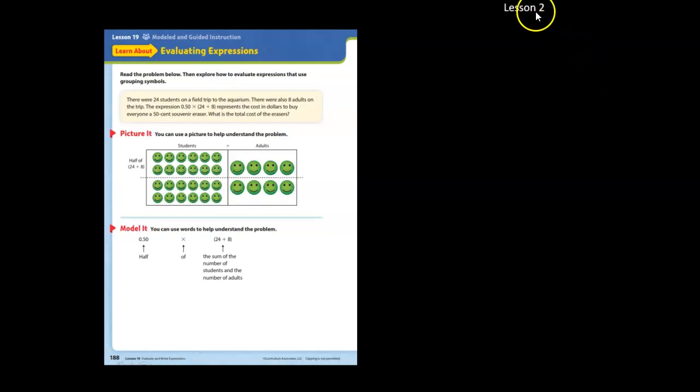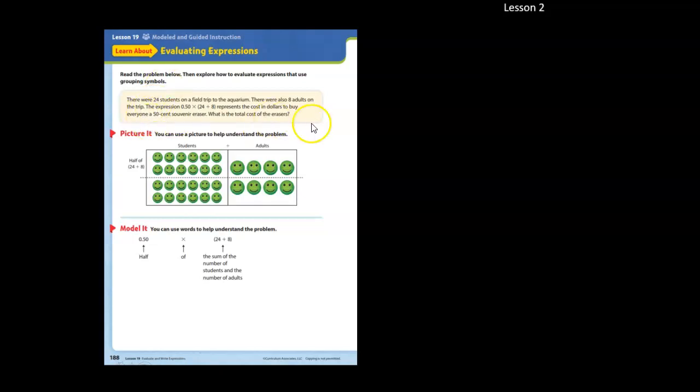Unit 19, Lesson 2. This first part is evaluating expressions. Evaluating means answering the expression. It says read the problem below, then explore. So we're just going to explore. We're just going to study this page. We're going to look at it to make sure that we understand what it's doing: how to evaluate an expression that uses grouping symbols.